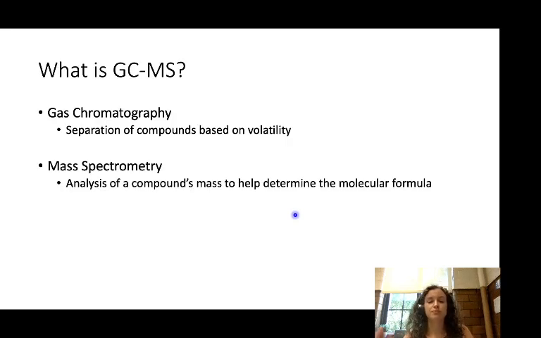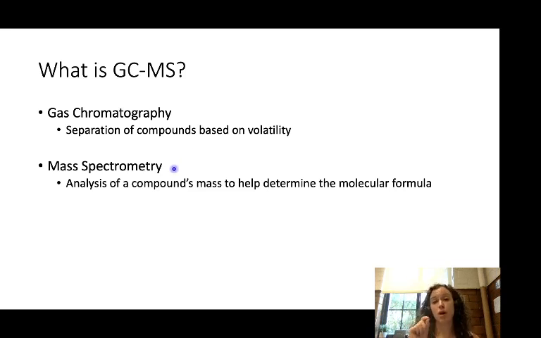So first of all, what are the mass spectra we'll be using this semester? The mass spectra we'll be using are from an instrument called a GC-MS. GC stands for gas chromatography. It basically uses the volatility of various compounds to separate them. So, for example, it separates them based on boiling point.